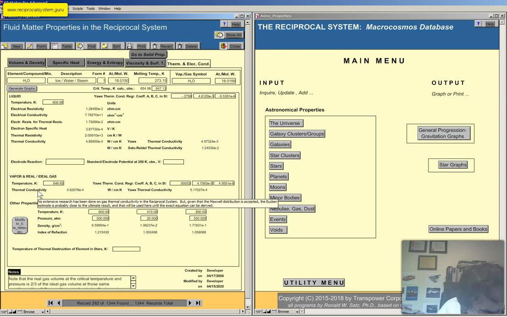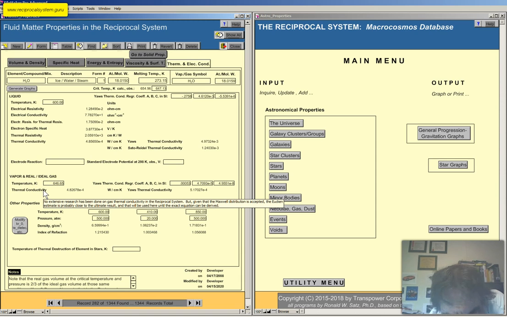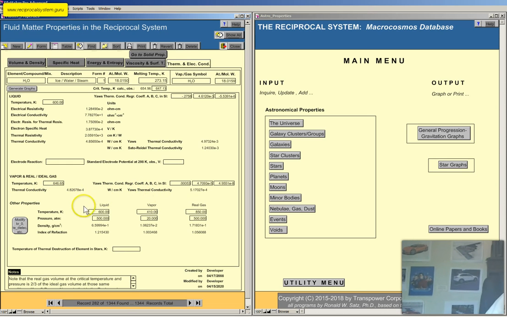The estimate is probably close to the ultimate result, and that will be used here until the exact equation can be found. So, that's this UCAN estimate. Okay, that's fine.